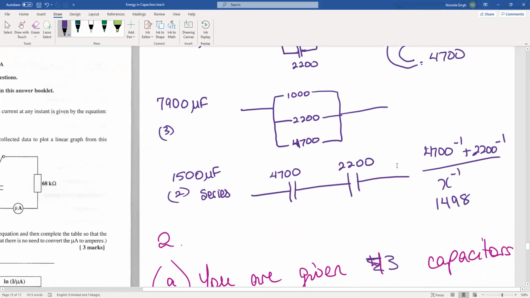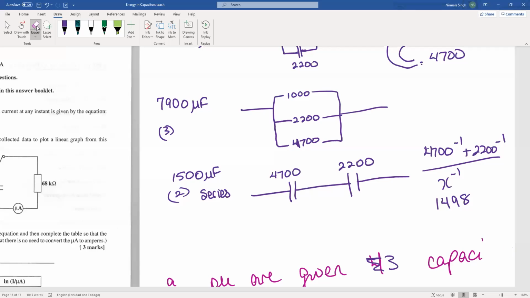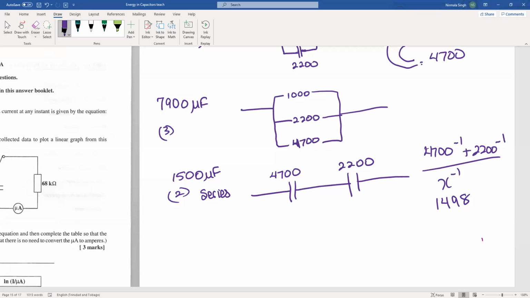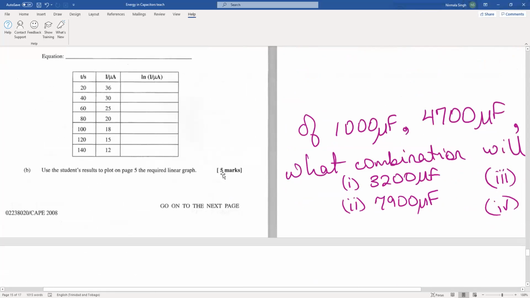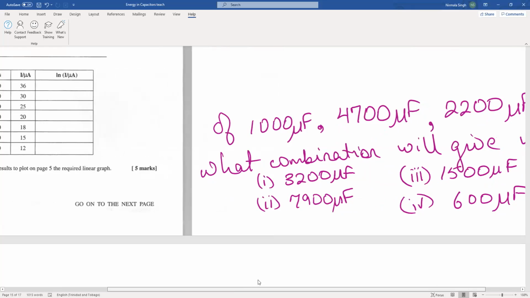Last one, which is how much? I think 800. Sorry, or 600.